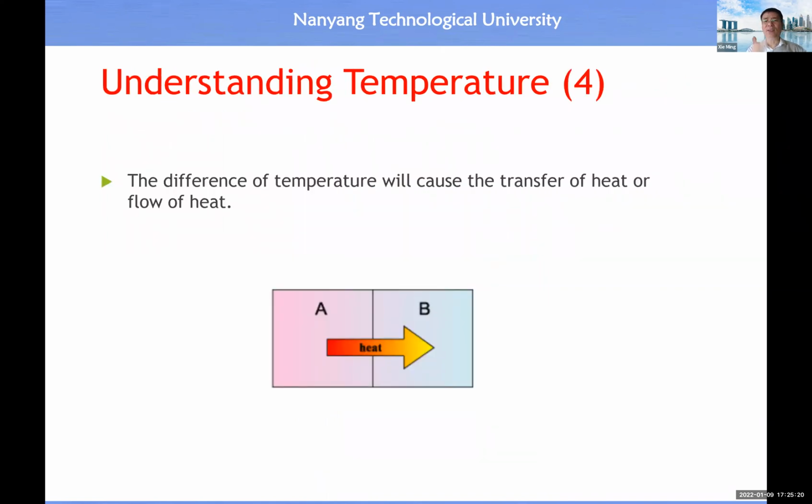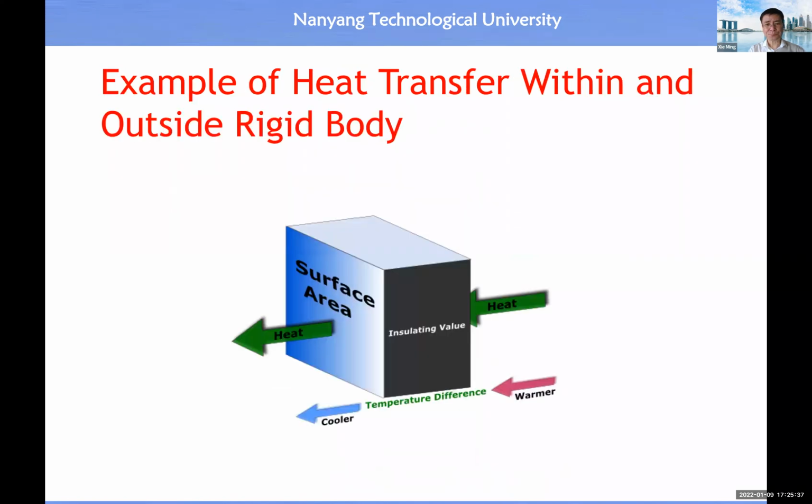And then, okay, so this just summarizes the observation in the previous slide. So the difference in temperature will cause transfer of the heat within the same object or between different objects, right? So here is an example. On one side, we have a higher temperature, on another side, we have a lower temperature. Then you will see the flow of the heat, which will pass through this object, all right?